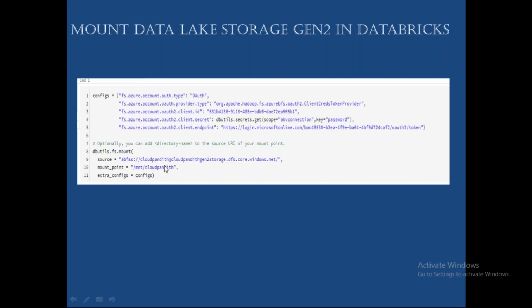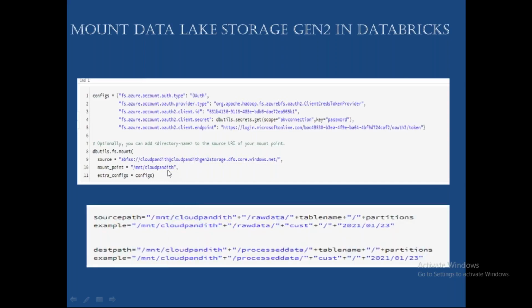Next, this is basically my container name, and this is my storage name. Whatever container name you have, the same name you need to provide as the mount name. These configurations I am passing here. This is how you need to create the mount point. Once you create the mount point, can you tell me what the mount point is here? /mnt/cloud pandit. In this mount point, whatever subfolders and files we have, everything is accessible from Databricks now.